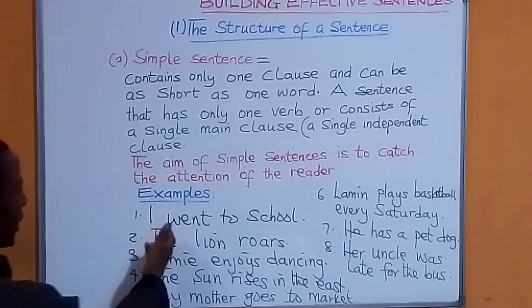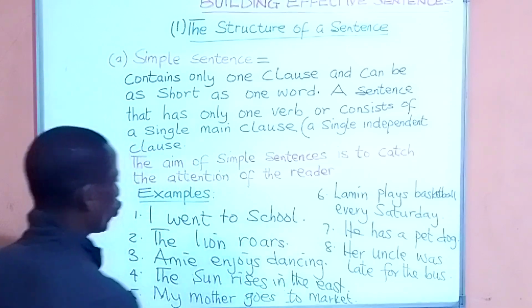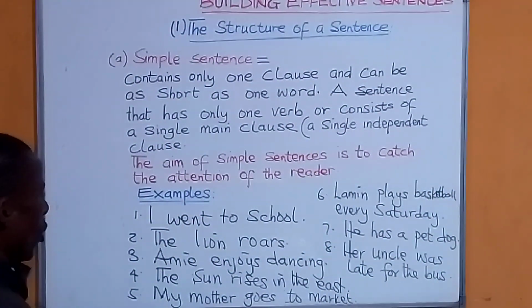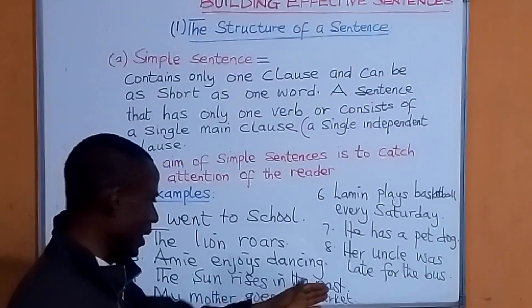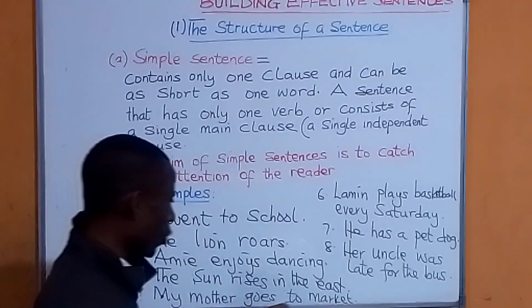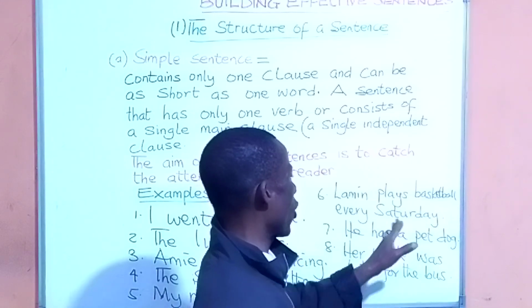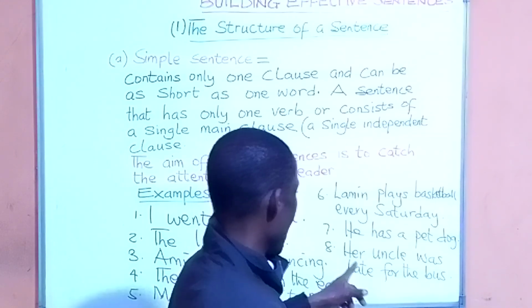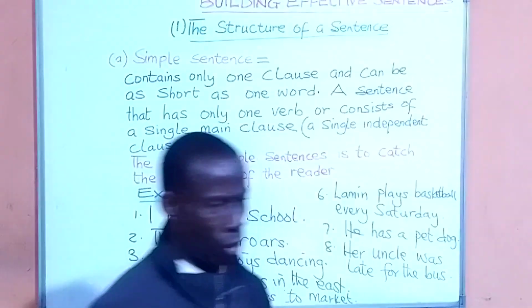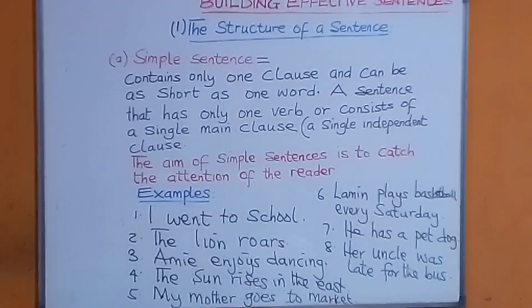And I've given you some examples. I went to school. The lion roars. Ami enjoys dancing. The sun rises in the east. My mother goes to market. Lamin plays basketball every Saturday. He has a pet dog. Her uncle was late for the bus. The choir sang beautifully well. These are simple sentences.